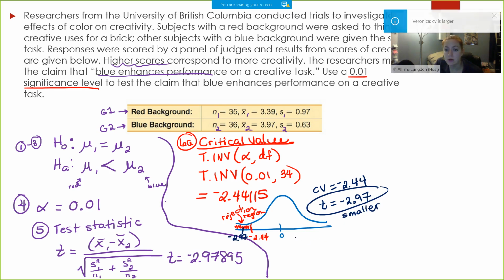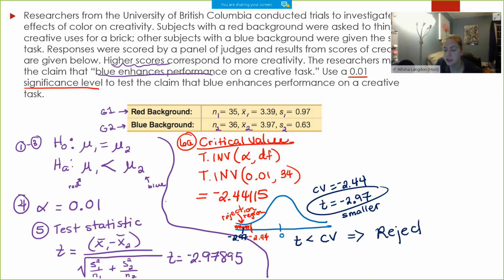So yeah, t is less than our critical value, meaning that it falls into the rejection region. You can also use that PDF to help identify how you should conclude, which means we reject the null.